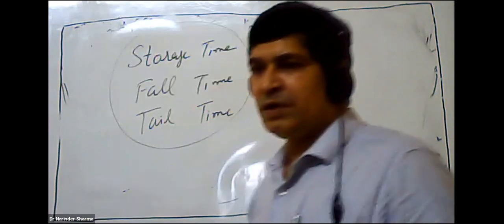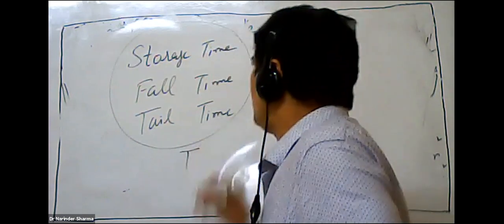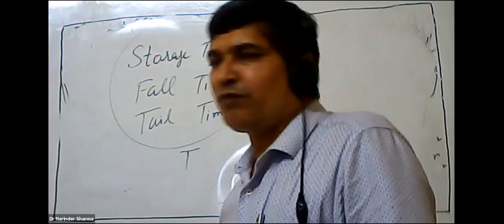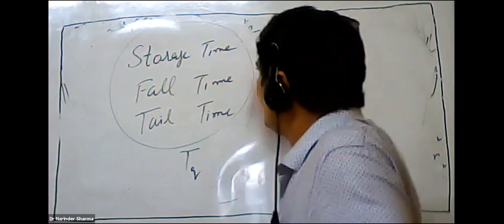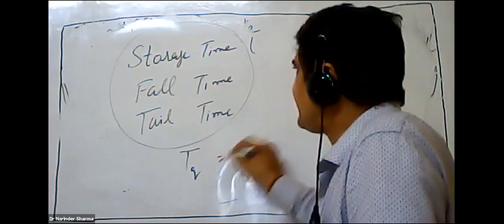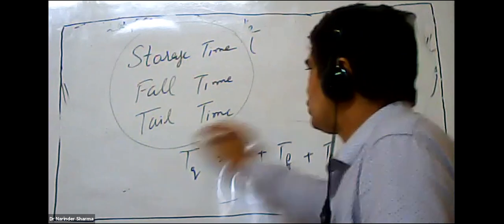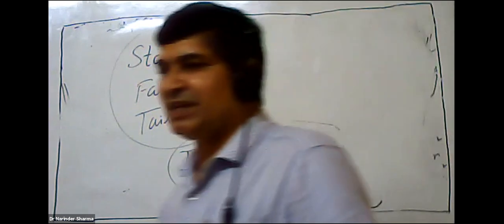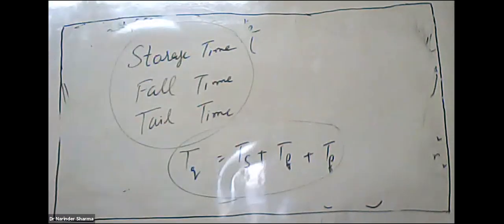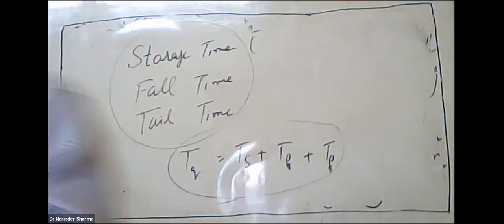So if you add this, let us say this turn off time is termed as T2, storage time as TS, fall time as TF, tail time as TT. So this would be equal to TS plus TF plus TT. So there would be a storage time. How much time it will take for the storage? Then fall time.